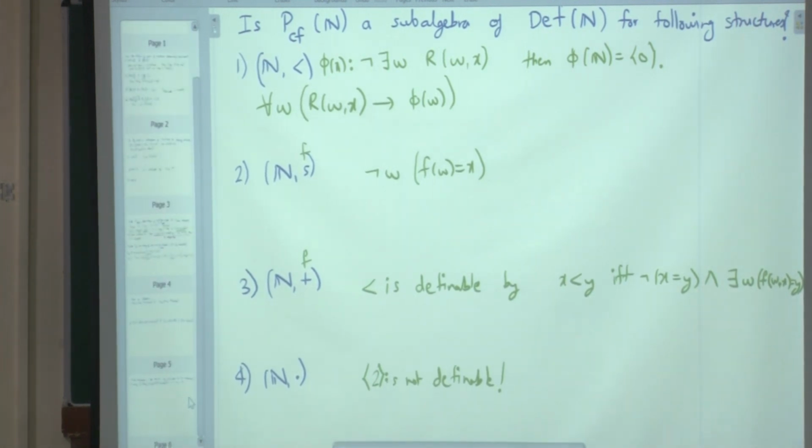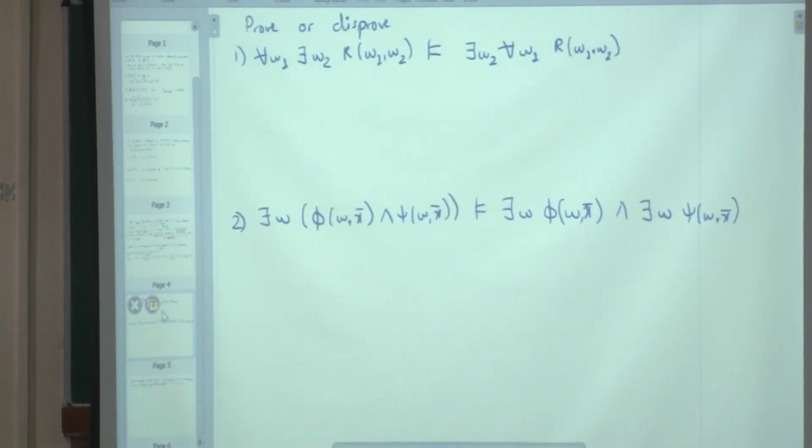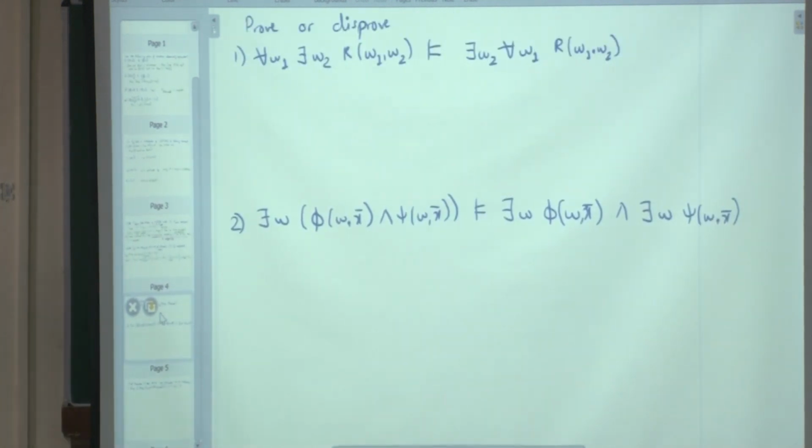Okay, let's go to the next problem. Prove or disprove. I think we have done the first one in the class, while proving some logical equivalences. Is it true or false? Tell me. For all W1 there is a W2. False. Give me a structure where the left hand side is true but the right hand side is false.